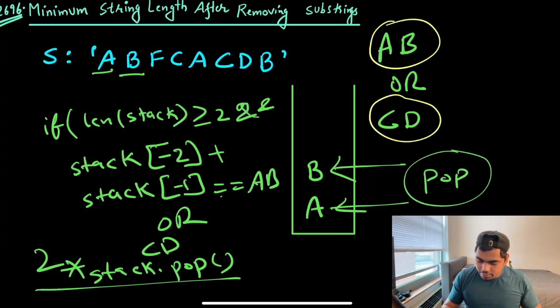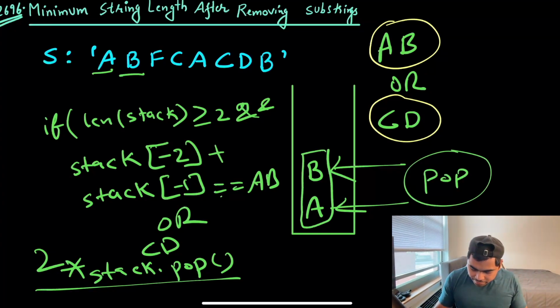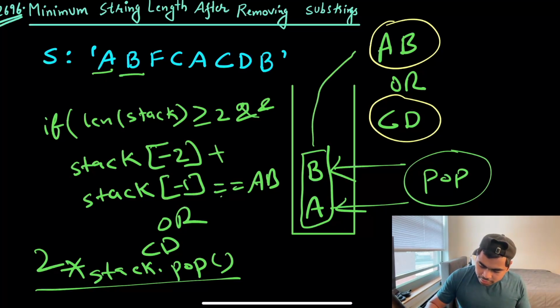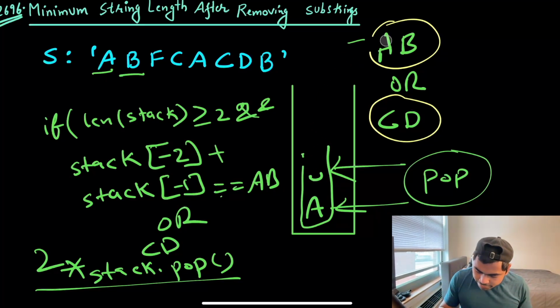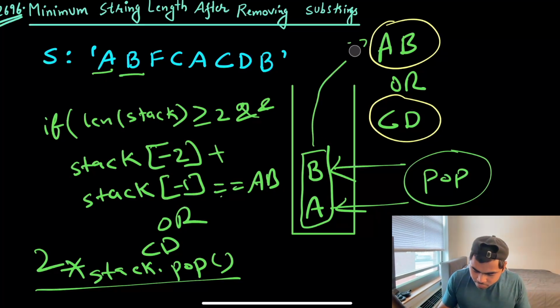Because after you combine them, it might make an occurrence of the substring AB, or there might be another case where you see CD, but we keep doing that. We're going to keep doing that. So now you can see, let's say this is gone, and now we are already at F. Okay, we're already at F. So these two are gone.